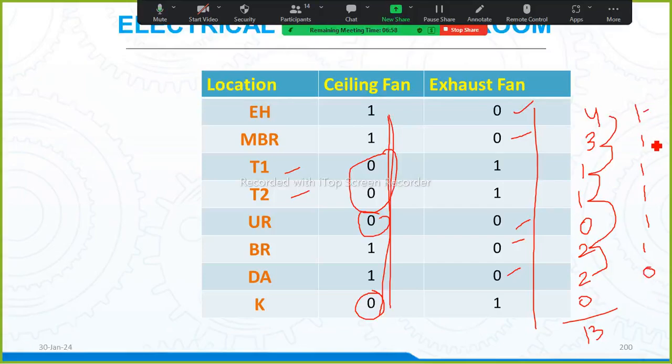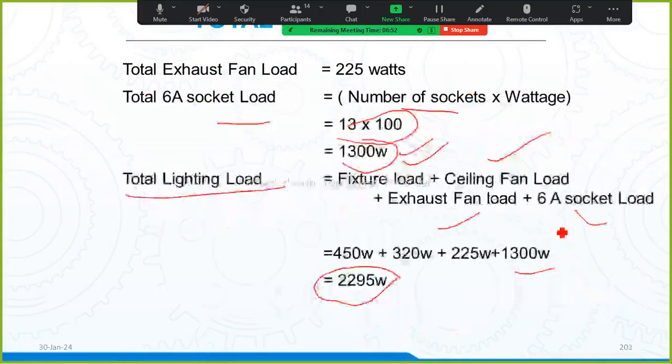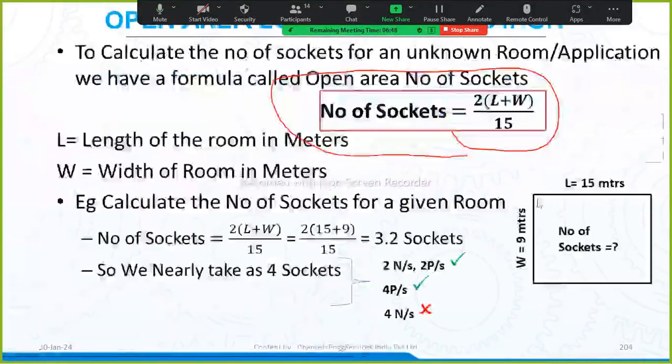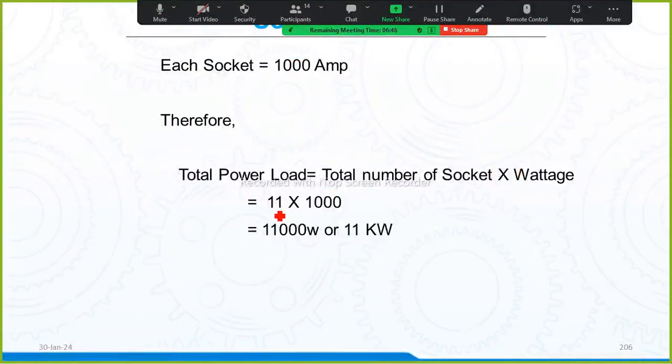So I don't know how many I consider. 1, 2, 3, 4, 5, 6 plus 5, I think. That is 11. So I have taken 5 to 6 now. Kitchen is 4 to 6. So I have taken 5. So how much have I taken here? I have taken 11. Yes. Okay.